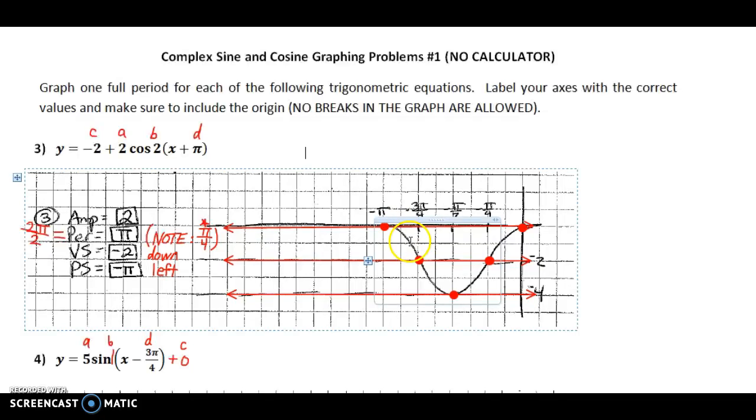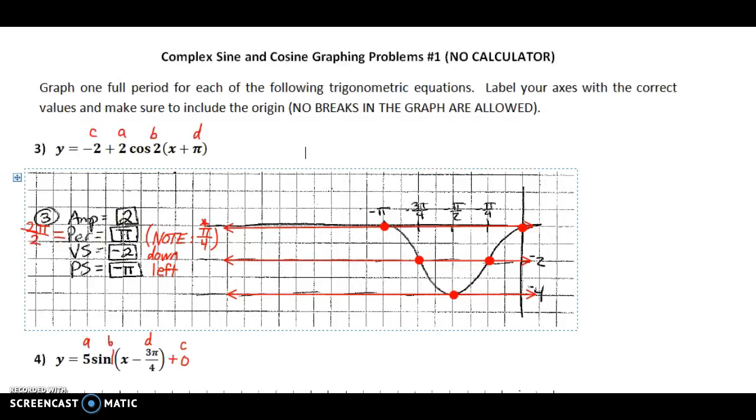My next one's going to have to go down to the midline, and then down to the valley, back to the midline, and back up to a peak to complete a full period of this graph. So where did I get the negative 3 pi over 4, negative pi over 2, and negative pi over 4 from? That came from this note right here. So we know that a full period of this graph is pi.